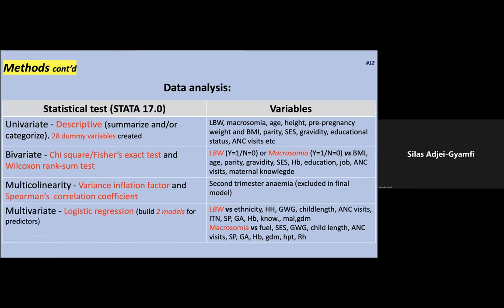In the analysis, univariate, bivariate, and multivariate analyses were done. In the univariate analysis, descriptive statistics was done, and 28 dummy variables were created for variables with more than two categories. In the bivariate analysis, chi-square and Fisher's exact test were used, and also the Wilcoxon rank-sum test. Multicollinearity was assessed, which led to the exclusion of second trimester anemia in the final model. In the multivariate analysis, logistic regression was used to build two models to determine the predictors for low birth weight and macrosomia.